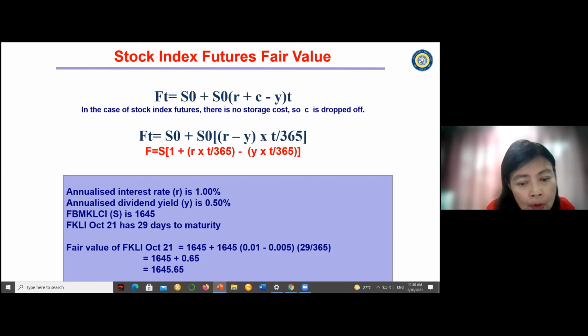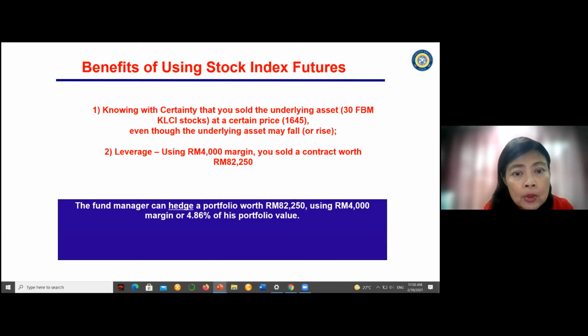This fair value is very important. It is for you to use for hedging purposes, and for arbitraging also. You can hedge a portfolio worth, just now the price was, I think, 1645. You times it with 50, it is 82,000. But I only pay 4,000 to hedge my portfolio of 82,000.